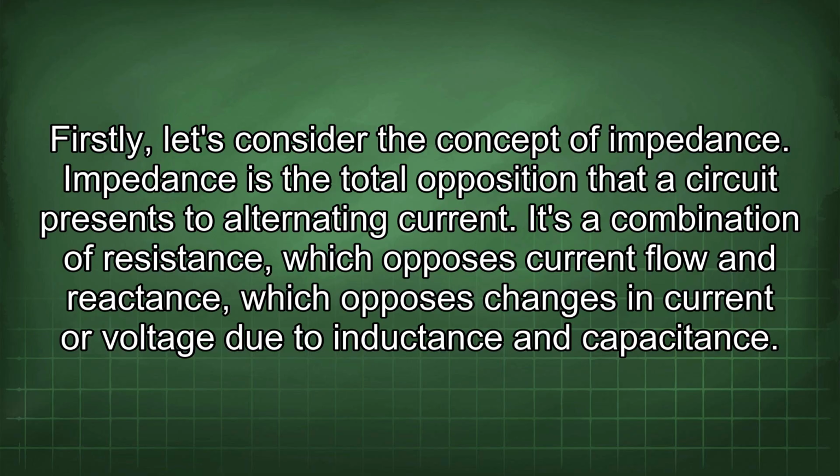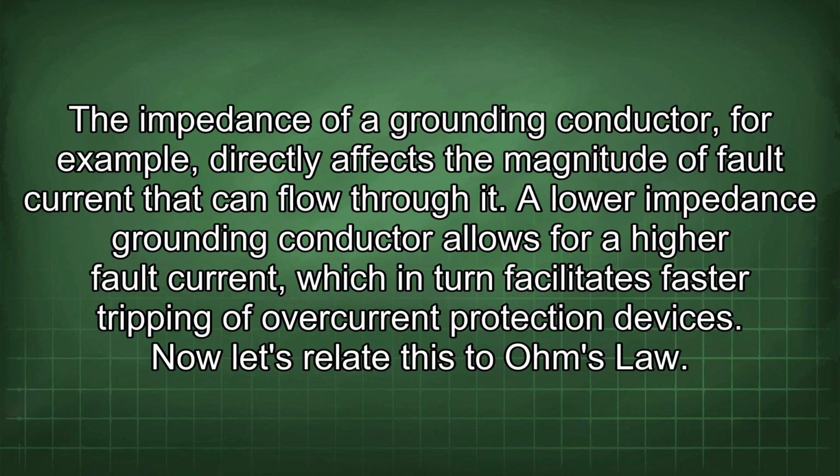Impedance is the total opposition that a circuit presents to alternating current. It's a combination of resistance, which opposes current flow, and reactance, which opposes changes in current or voltage due to inductance and capacitance. The impedance of a grounding conductor, for example, directly affects the magnitude of fault current that can flow through it. A lower impedance grounding conductor allows for a higher fault current, which in turn facilitates faster tripping of other current protection devices.